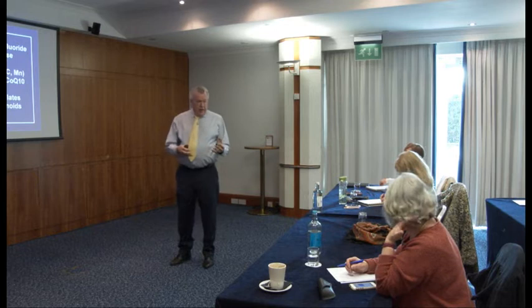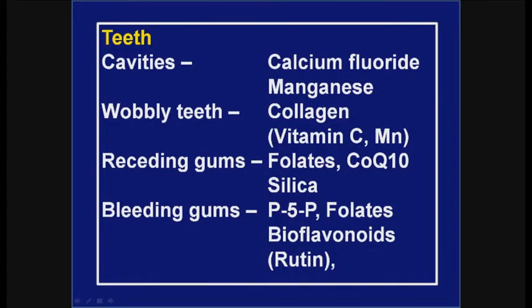Wobbly teeth is a sign of collagen problems. And collagen, as we're going to learn, depends a lot upon vitamin C to hydroxylate proline and lysine. So this is how Linus Pauling won his first Nobel Prize, on the structure of collagen and the important role of vitamin C in the integrity of collagen. And again, with collagen, we need manganese. So manganese is an important cofactor in that synthesis of collagen. So wobbly teeth, think vitamin C, manganese.